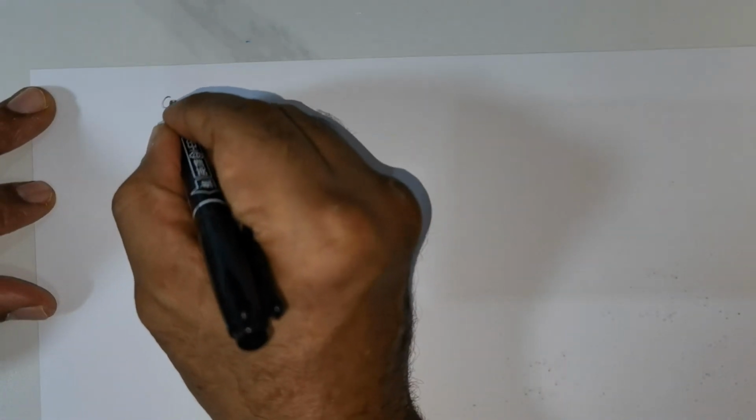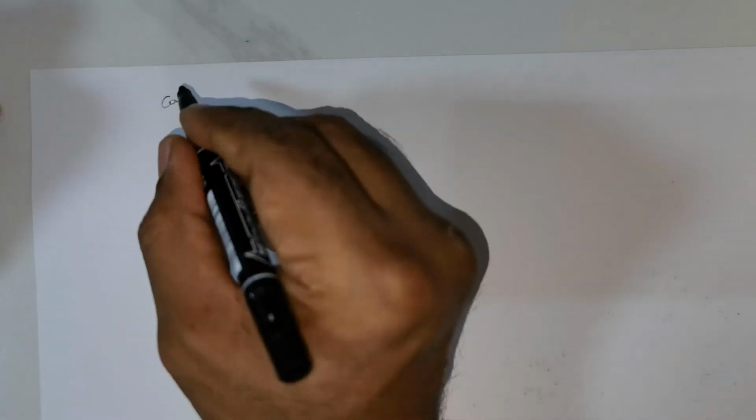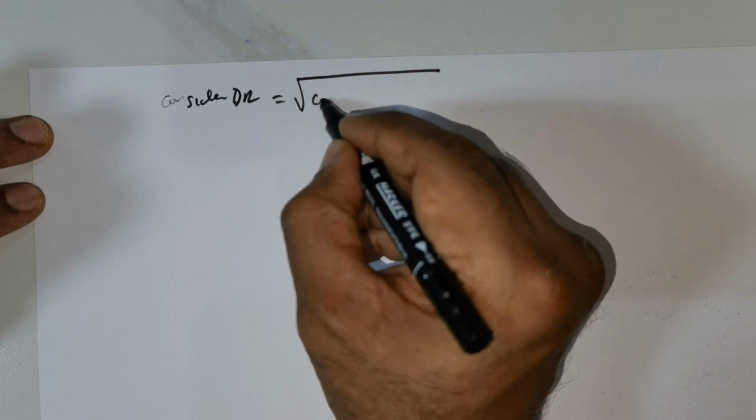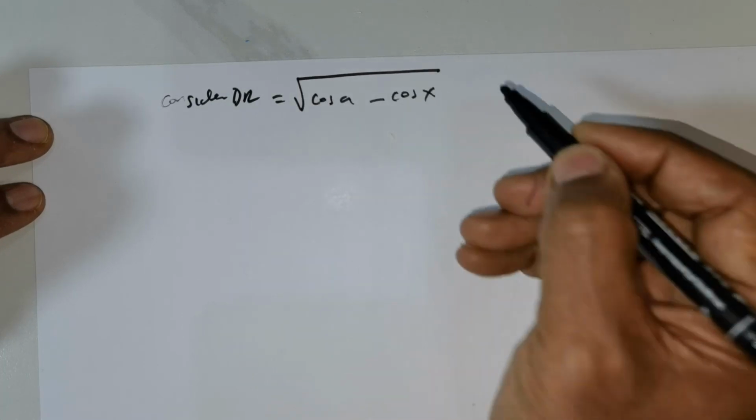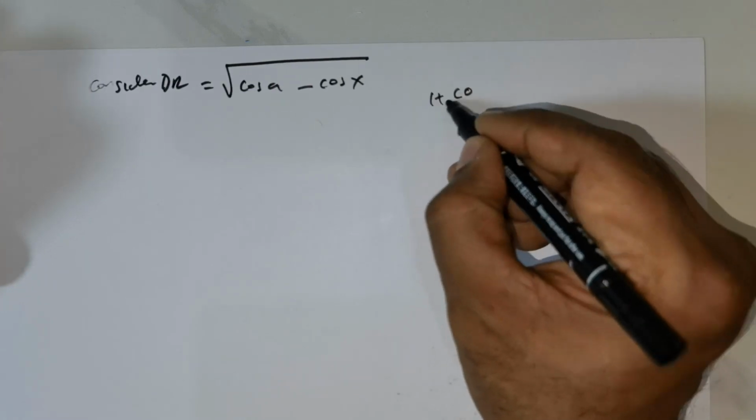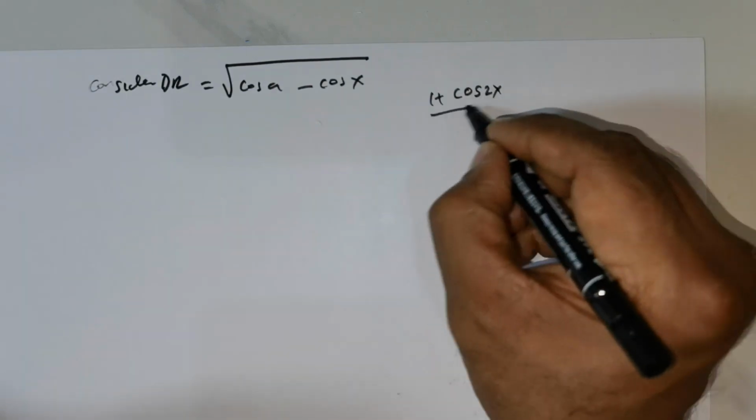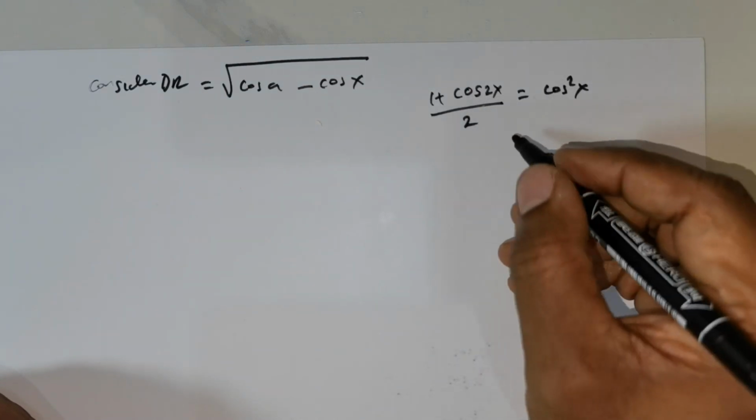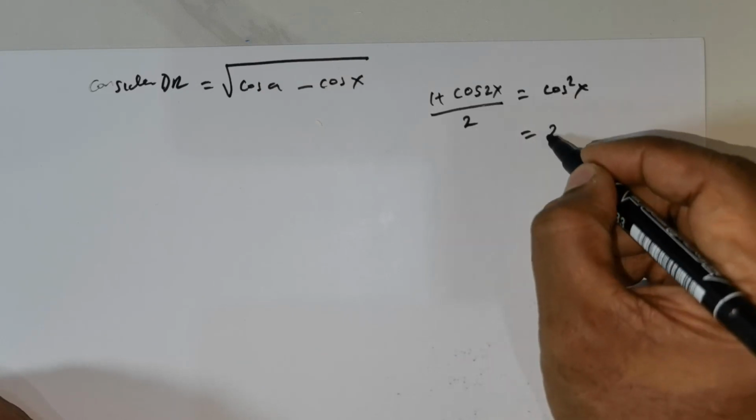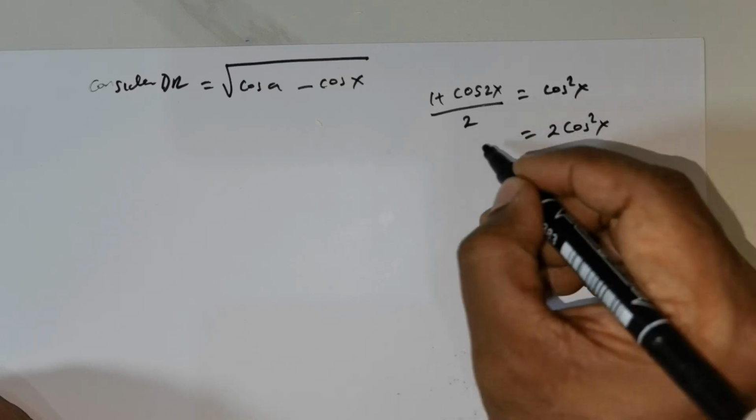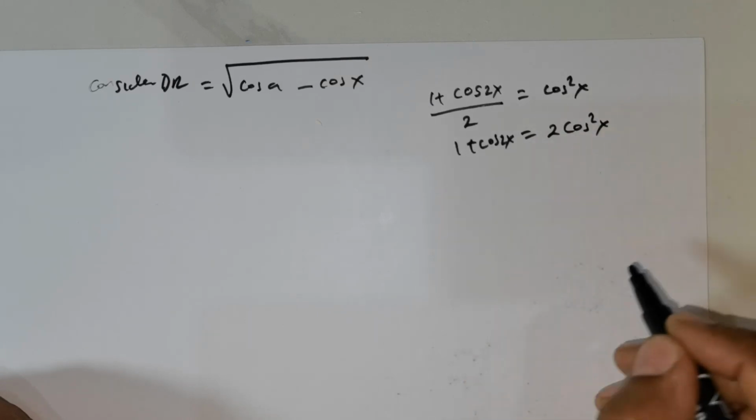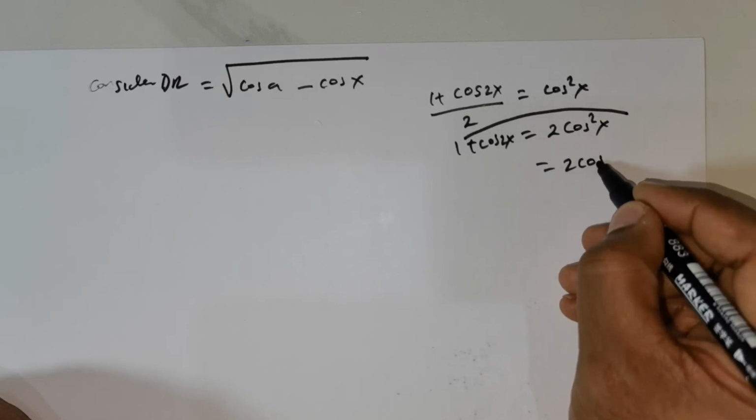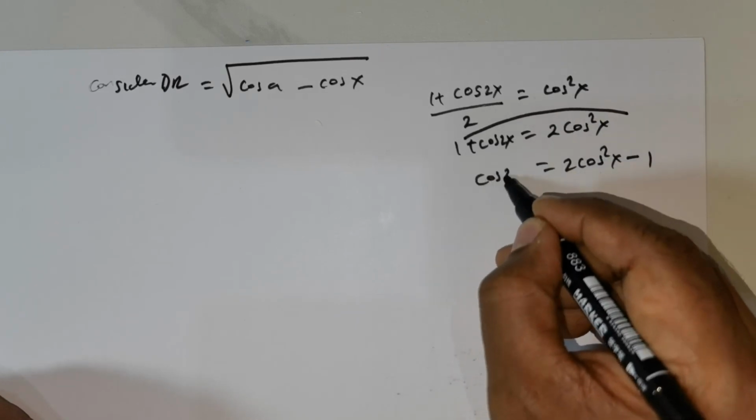Now we need to consider the denominator. What is the denominator? We have the square root of cos a - cos x. Now as I told you, we know a formula which is (1 + cos 2x)/2 = cos squared x. So this can be rewritten by taking 2 to the right hand side. So 2 cos squared x = 1 + cos 2x. I can push this 1 to the other side. So it's going to be 2 cos squared x - 1 = cos 2x.